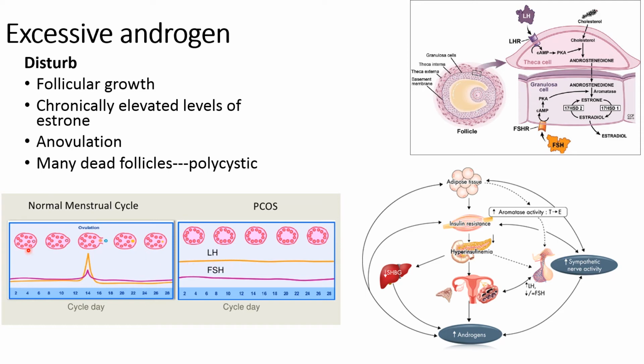There would be no peak like here. You can see here in polycystic ovaries, at day 14, there is no peak for ovulation. So there would be no ovulation. That is called anovulation.